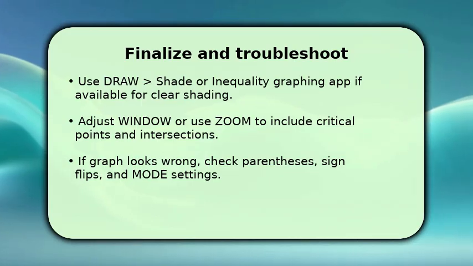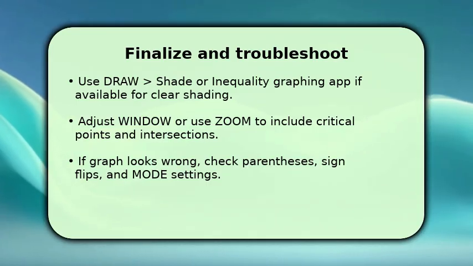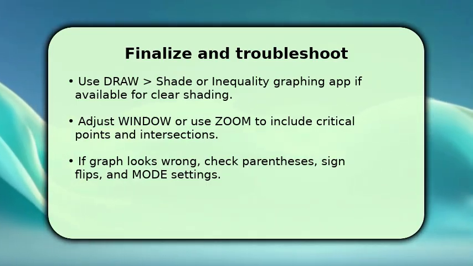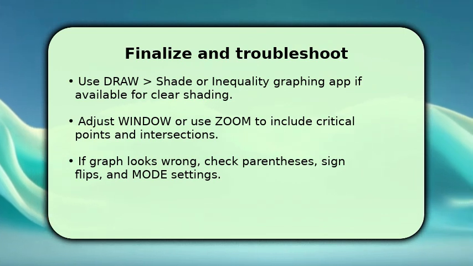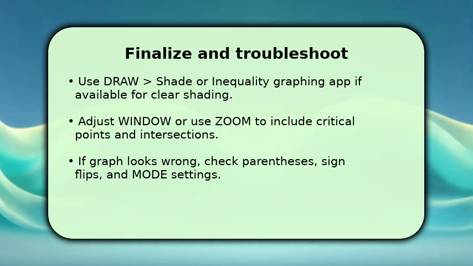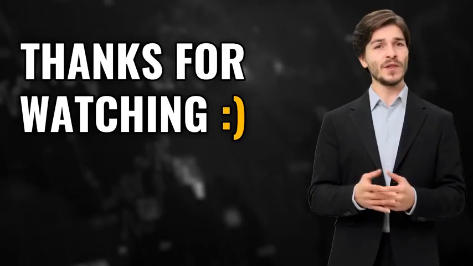If the shading or curve seems wrong, pause and recheck your algebraic rearrangement, ensure you didn't flip a sign when multiplying by negatives, and confirm the mode is in func and not param or polar. Then regraph.